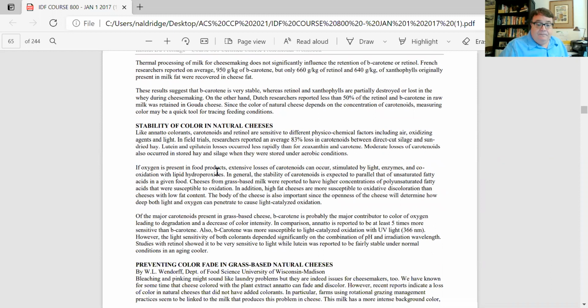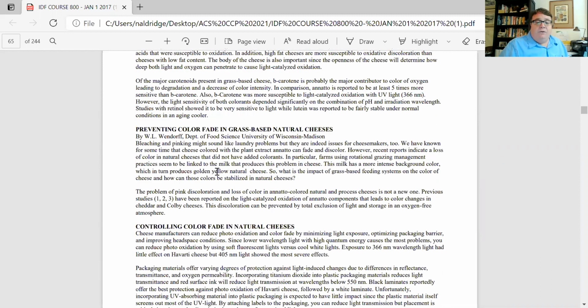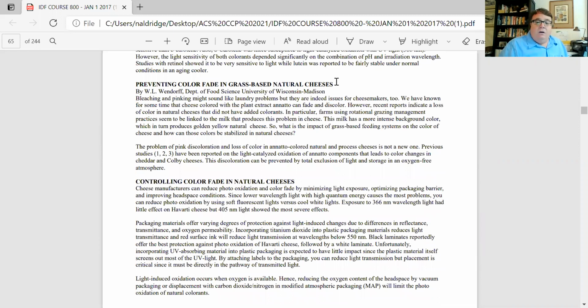Okay. Here I find the most important sections to cover on this page are this section here, preventing color fade in grass-based natural cheeses. Because when thinking about cheese, it's not only how this cheese is colored, but what could make a cheese fade. So hit up on that. And the biggest thing I found in here, this problem is pink discoloration, is this last sentence: this discoloration can be prevented by total exclusion of light and storage in an oxygen-free atmosphere. That just gives you an example of how you can prevent some things.